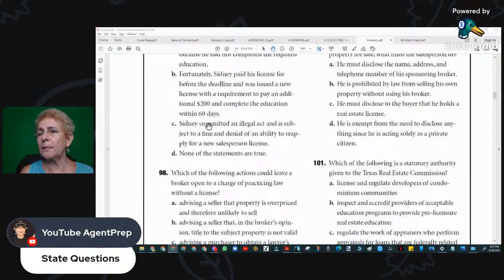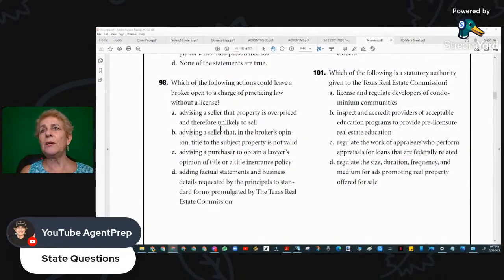Okay, number 98. Which of the following actions could leave a broker open to a charge of practicing law without a license? A, advising a seller that property is overpriced and therefore unlikely to sell. B, advising a seller that in the broker's opinion, title to the subject property is not valid. C, advising a purchaser to obtain a lawyer's opinion of title or a title insurance policy. Or D, adding factual statements and business details requested by the principals to standard forms promulgated by the Texas Real Estate Commission. So which one of those would be practicing law without a license?